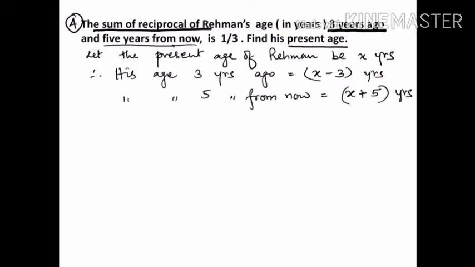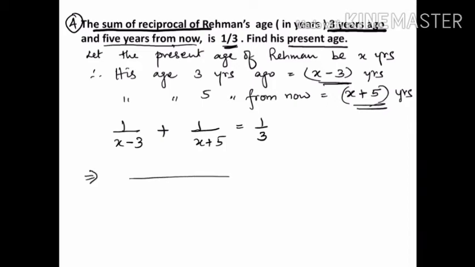Now the sum of reciprocal of these ages is equal to 1 on 3. Reciprocal of x minus 3 is 1 on x minus 3. Reciprocal of x plus 5 is 1 over x plus 5, and the sum of these reciprocals is equal to 1 on 3. So we have represented this word problem in terms of an equation. The next step is to write it in the standard form. So we add the left hand sides. To add the left hand sides, we multiply the denominators. So x minus 3 into x plus 5.